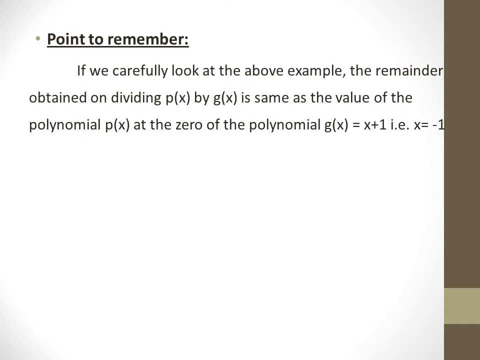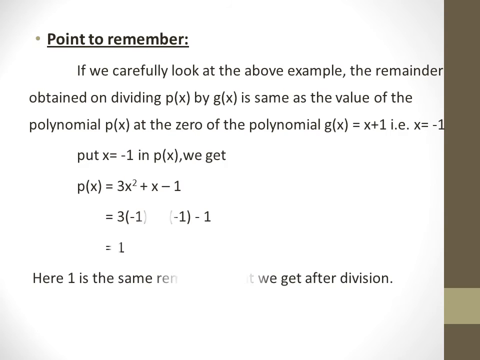Okay, so here the zero of g of x is minus 1. What we have to do is put this minus 1 in the polynomial p of x, that is the dividend polynomial. In place of x, you have to replace minus 1, because we have considered x equal to minus 1, as it is the root of g of x, that is the divisor polynomial. So I have substituted minus 1 in place of x.